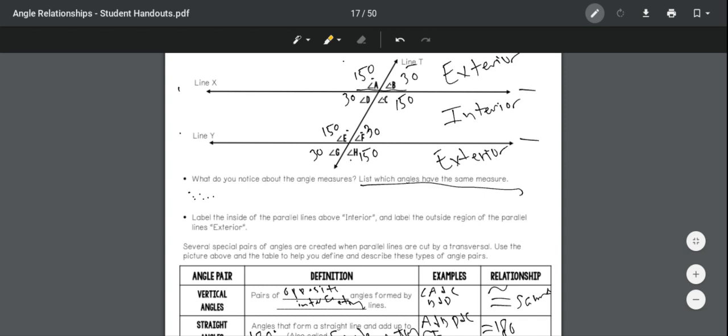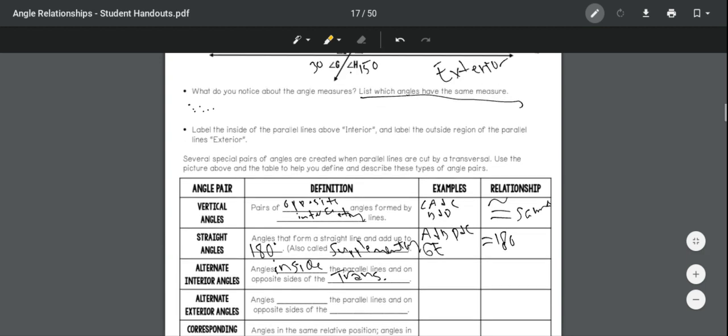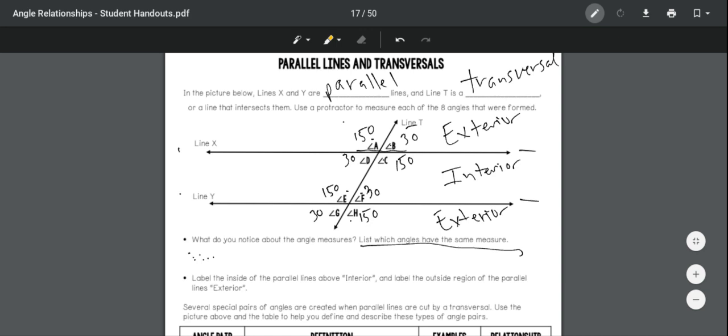Okay, to continue where we left off, alternate interior angles are angles inside, like the word interior, the parallel lines, and on opposite sides of the transversal. And I'm going to label transversal like that. You can write it. So if you look back up here, they have to be inside these parallel lines, and then they alternate. So they're on opposite sides.